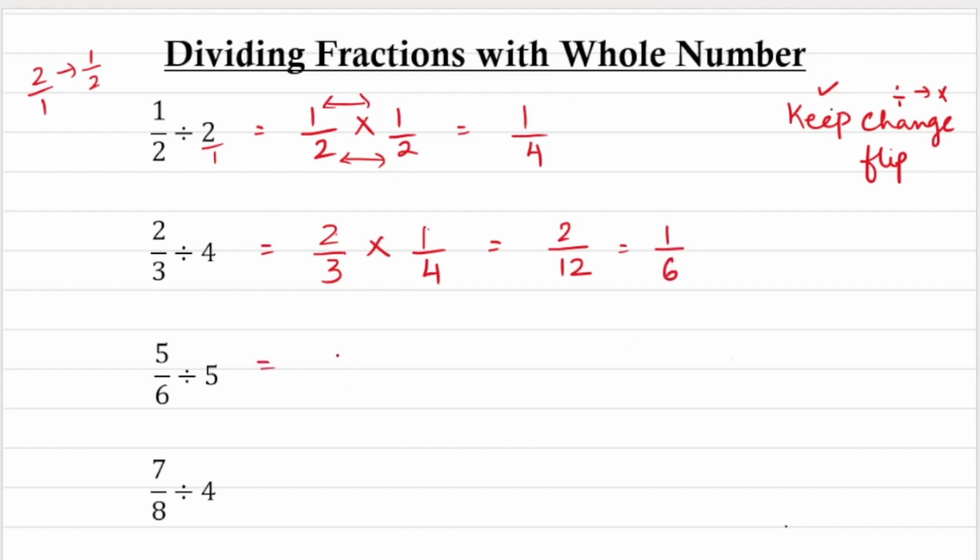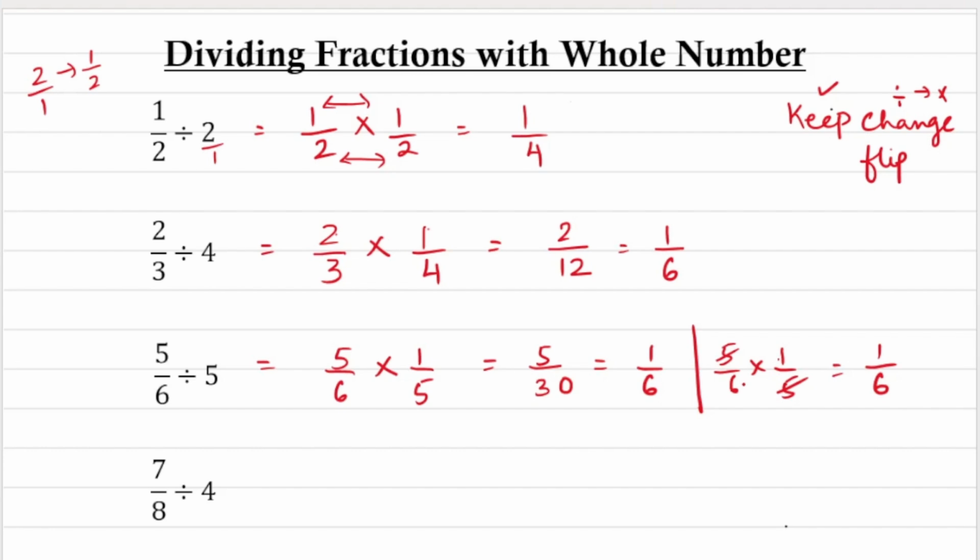5/6 divided by 5: 5/6 multiplied by the reciprocal of 5, and what's that? It's 1/5. Now I can do 5 times 1 is 5 and 6 times 5 is 30, and my answer will be again 1/6. Or I can do one more thing. I can simplify at this step only. Okay, so 5/6 times 1/5. I know that 5 and 5 can cancel out each other, so my answer is directly 1 over 6. You use any strategy, the answer would be the same.